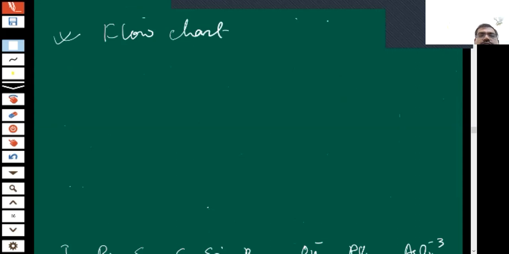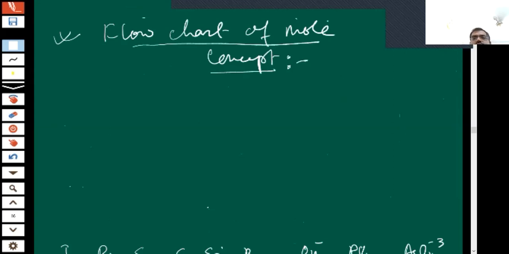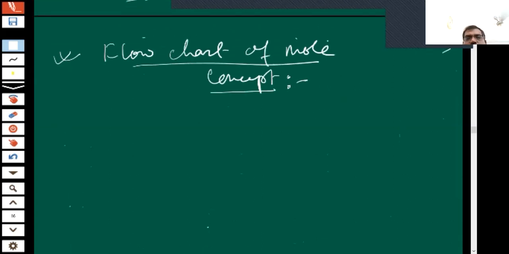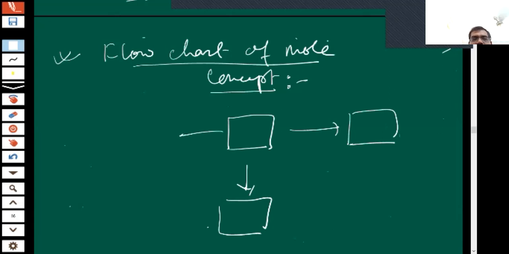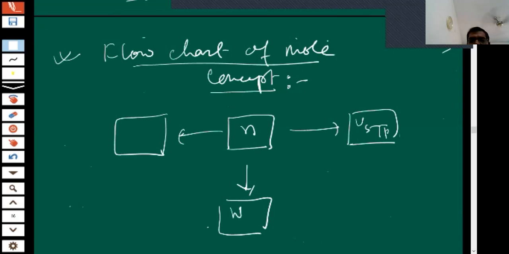flow chart of mole concept. Flow chart of mole concept. So I have discussed it earlier also. So we will use boxes over here in this calculation. One is about number of moles, other one is volume at STP, other one is for mass, and other one is for number of particles.